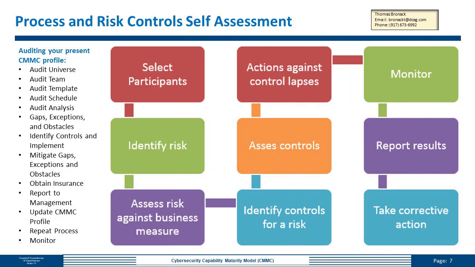Process and risk control self-assessment. The steps included within a self-assessment are: select participants in the self-assessment, both people and location where the assessment will be performed. Identify risks as defined in your risk assessment guidelines. Assess risk against business measure. Identify controls for a risk to limit or eliminate its impact. Define assess controls for who is authorized to create, read, update, and delete data or controls.